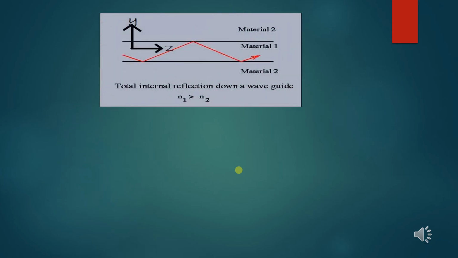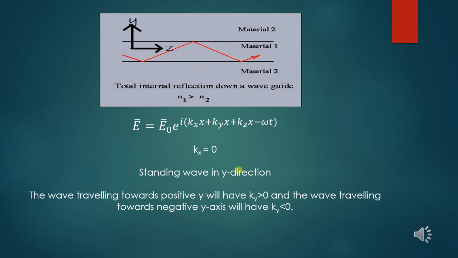A general wave equation can be written as follows. Let us try and find the equation of waves inside a parallel plate waveguide. Without loss of generality, we can assign the direction of wave propagation to be z. Hence, kx equals 0. Since there is total internal reflection in the y direction due to the presence of a PEC, there will be a standing wave in the y direction. The wave traveling towards positive y will have ky greater than 0, and the wave traveling towards negative y will have ky less than 0. These two waves in combination will give out a sine or a cosine function.